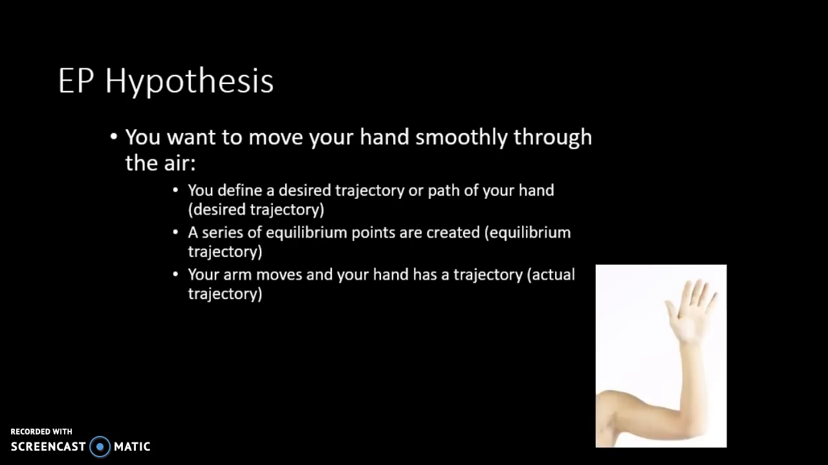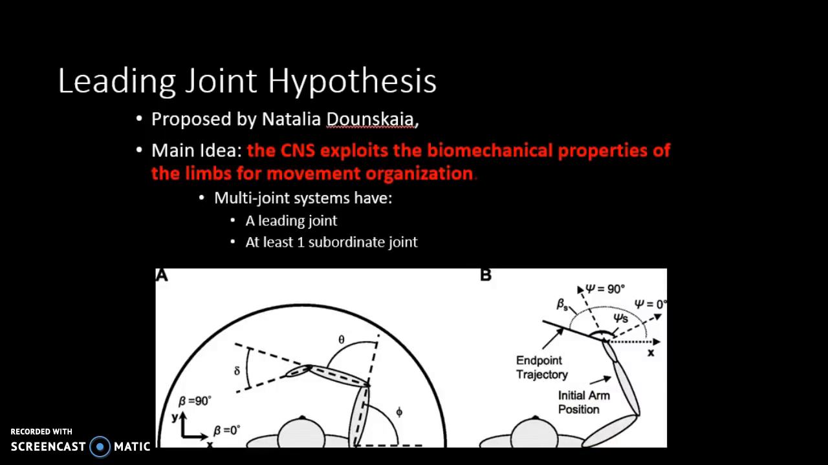So if we want to move our hand smoothly through the air, we define a desired trajectory or path of our hand. There's a series of equilibrium points created, and then your arm and your hand has a trajectory, which is your actual trajectory, and moves towards that object. There's also a leading joint hypothesis. So we have the endpoint hypothesis. Now we have the leading joint hypothesis.